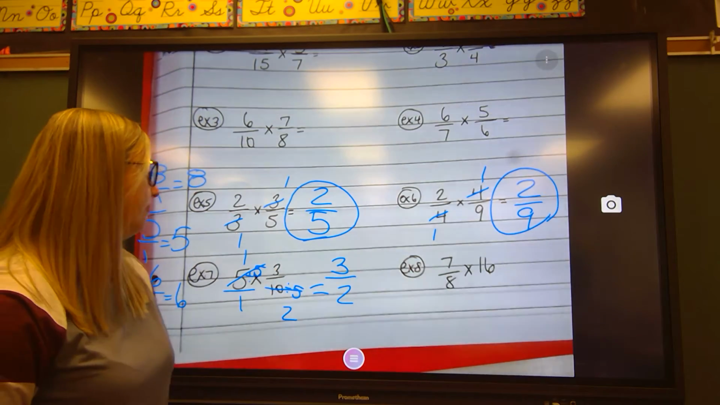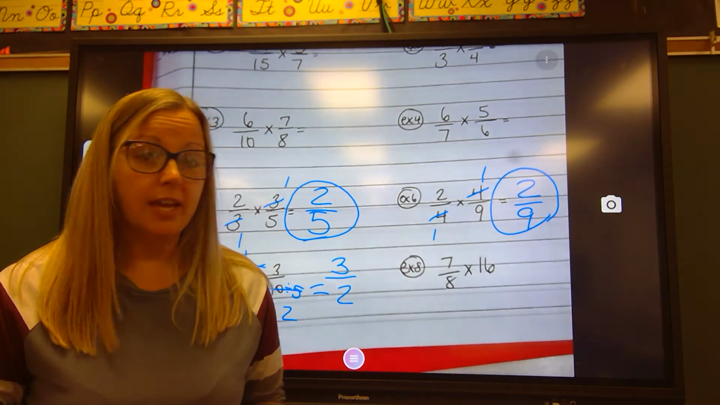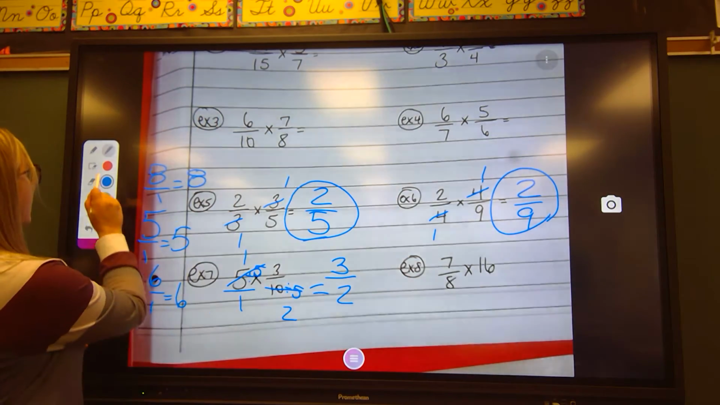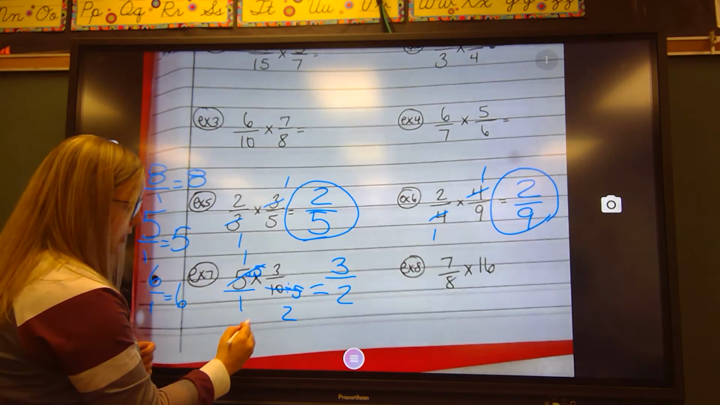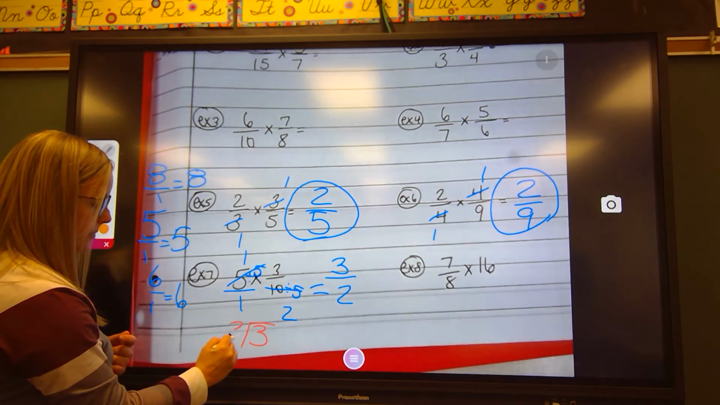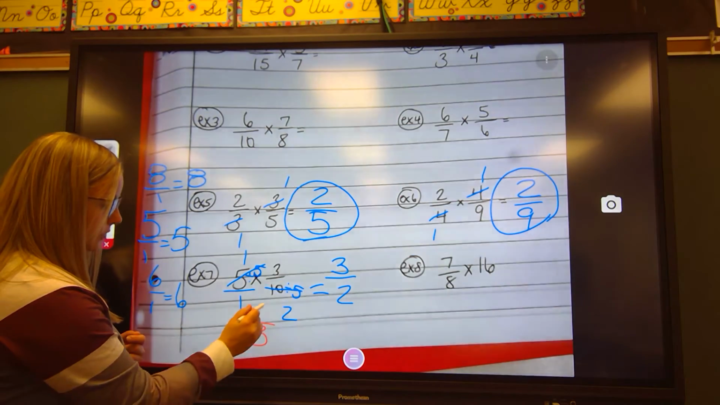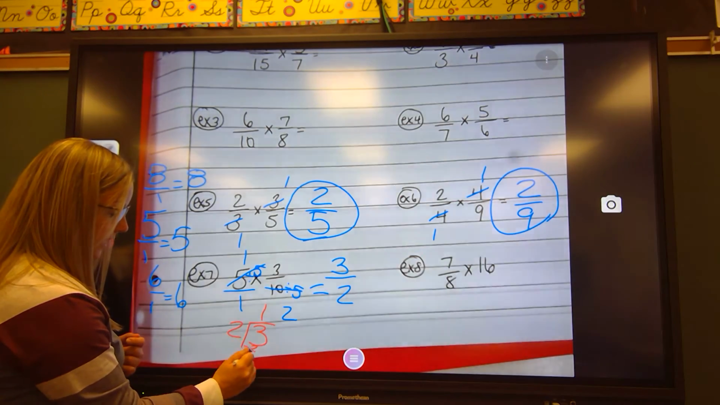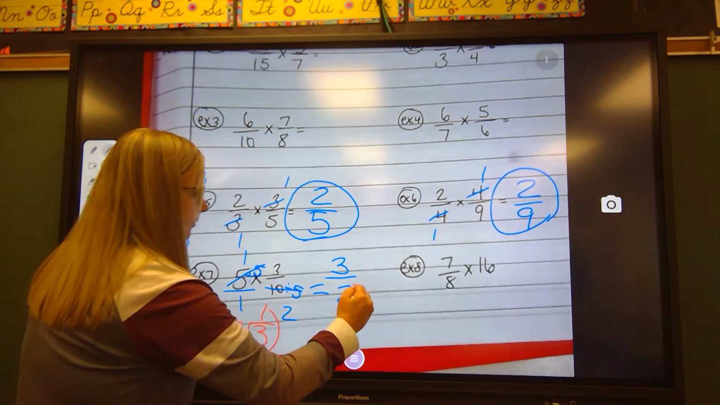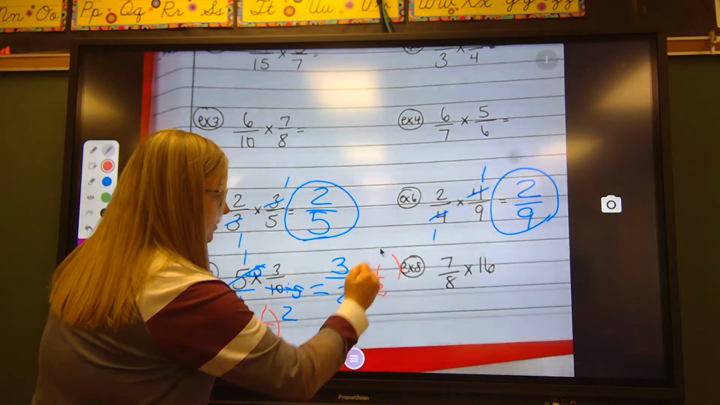Ooh, but now I have an improper fraction. You can't leave improper fractions like that. You have to change them to mixed numbers. So this is the type where you would, in your head, you would just do it. But if you can't do it in your head, take the top number divided by the bottom number. 2 goes into 3 one time. I get 1 left over. Read it like a clock. 1 1/2. Final answer, 1 1/2.